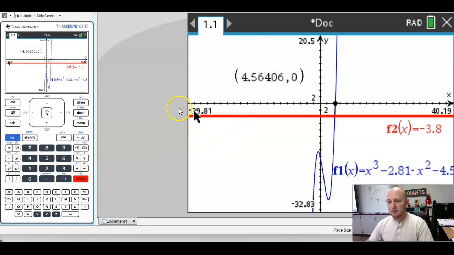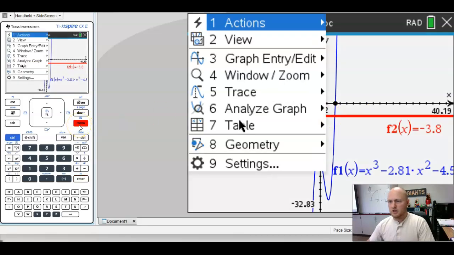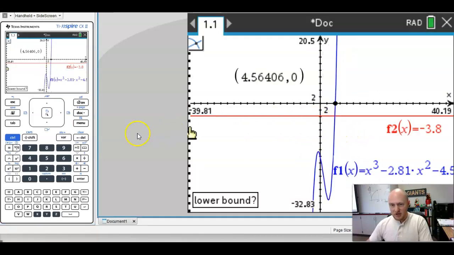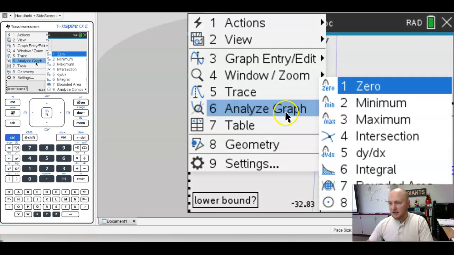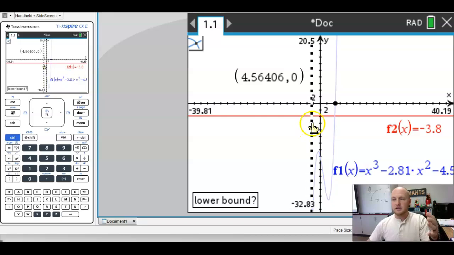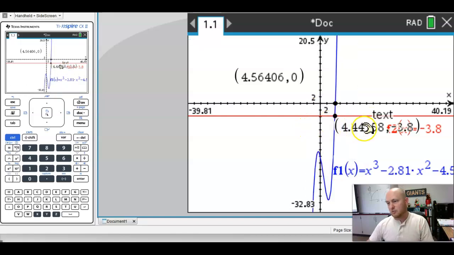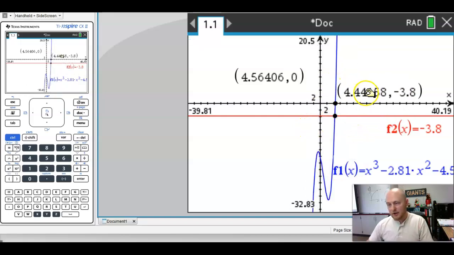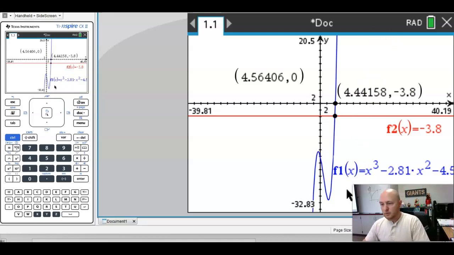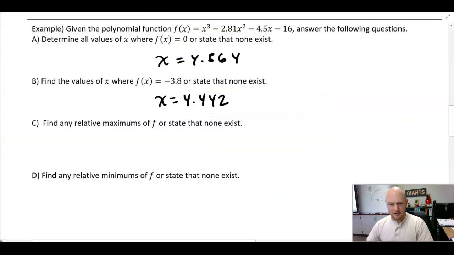We'll graph negative 3.8, and I can see now I have this constant function, and I want the intersection. Where is the function equal to that? We find that x value by clicking the intersection. Again, menu, Analyze Graph, Intersection, and it asks what's the lower bound. You want to click a spot left of the intersection, and right of the intersection when it asks for an upper bound. This occurs at x equals 4.442 if we round. So there's our answer.